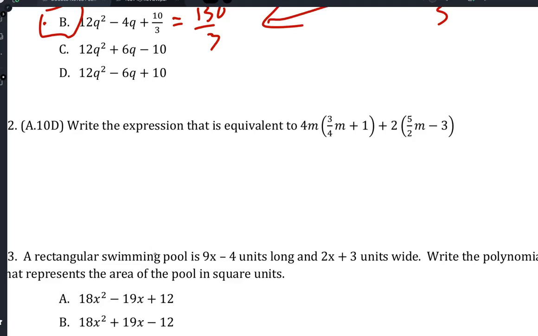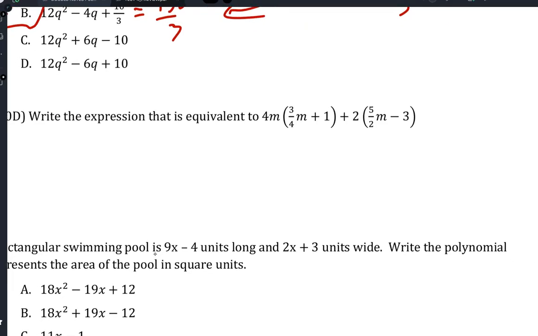Number 12. Okay, we've got to distribute then combine. So we're going to combine 4m, and then we're going to subtract 2 and 2. Now then, on your calculator, you're going to punch 4 times 3 over 4, and it's going to give you the answer. So 4 times 3 over 4 is just 3. My letter is m.